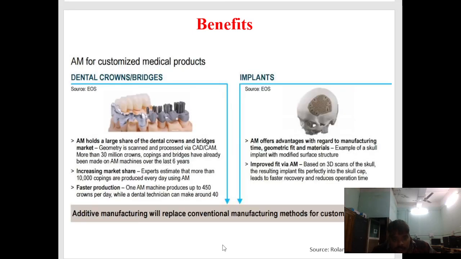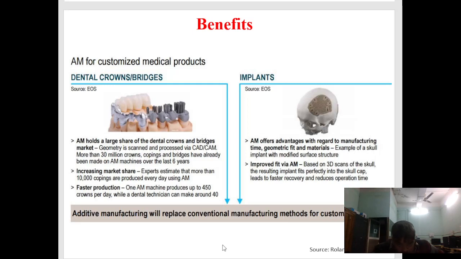Additive manufacturing for customized medical products. Additive manufacturing holds a large share of the dental crowns and bridges market. Geometry is scanned and processed via CAD and CAM. More than 30 million crowns, copings, and bridges have already been made on additive manufacturing machines over the last 6 years, increasing market share. Experts estimate that more than 10,000 copings are produced every day using additive manufacturing.